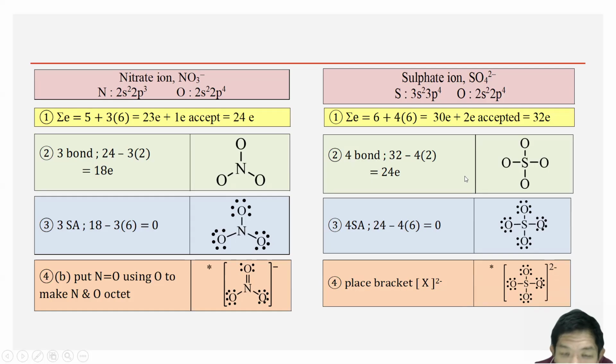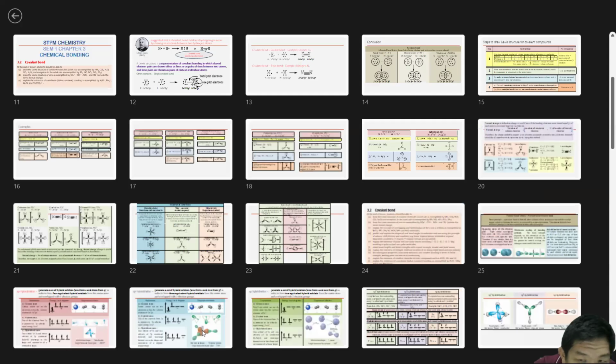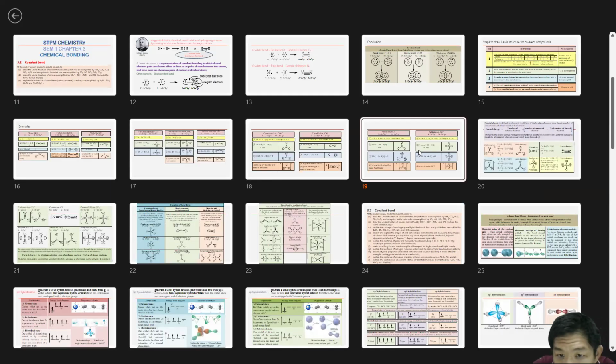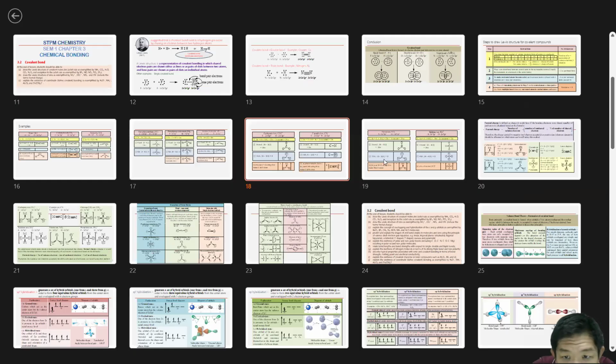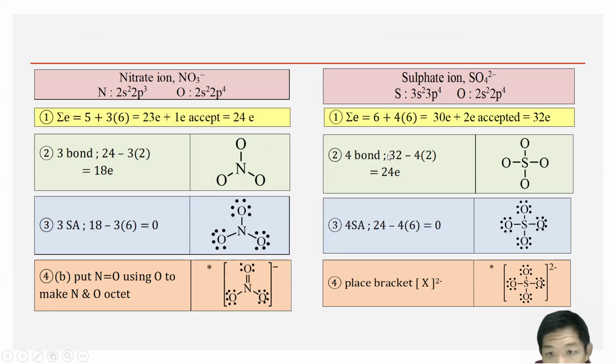Okay, so for these molecular ions that we witnessed just now, from just now the carbonate, cyanide, and now we have this nitrate and sulfate, you see that all of them we put a star because this is not the final form that you need to know how to draw. Okay, so now we are going to learn about what is actually a formal charge. All right, are you ready?